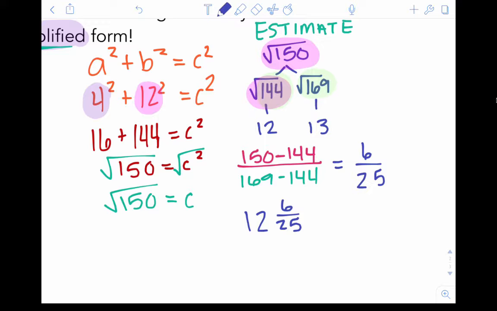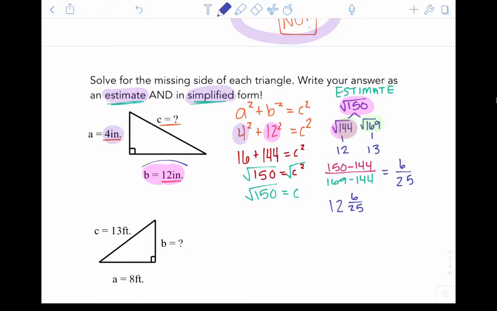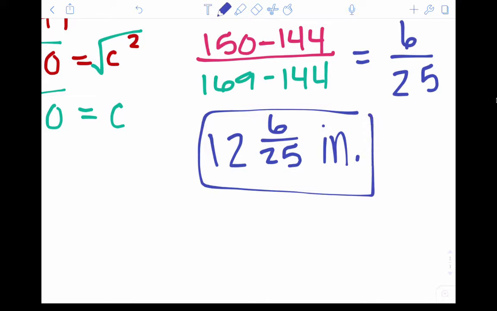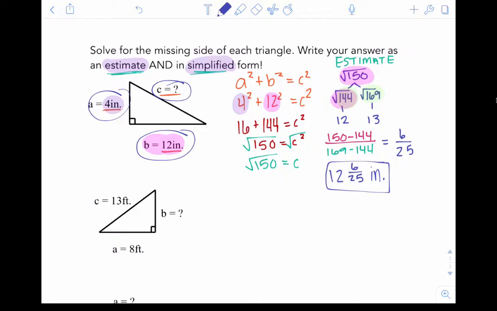Now, in the past, what we've done is you've had to divide that out. I will let you go ahead and keep it as 12 and 6/25. But super important, these labels are all labeled with inches, so you need to say that this is 12 and 6/25 inches. So that's how you estimate.